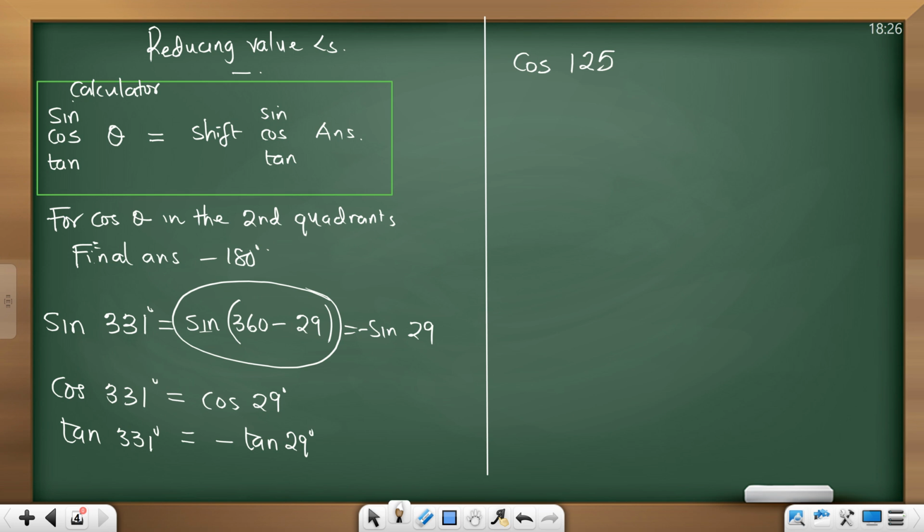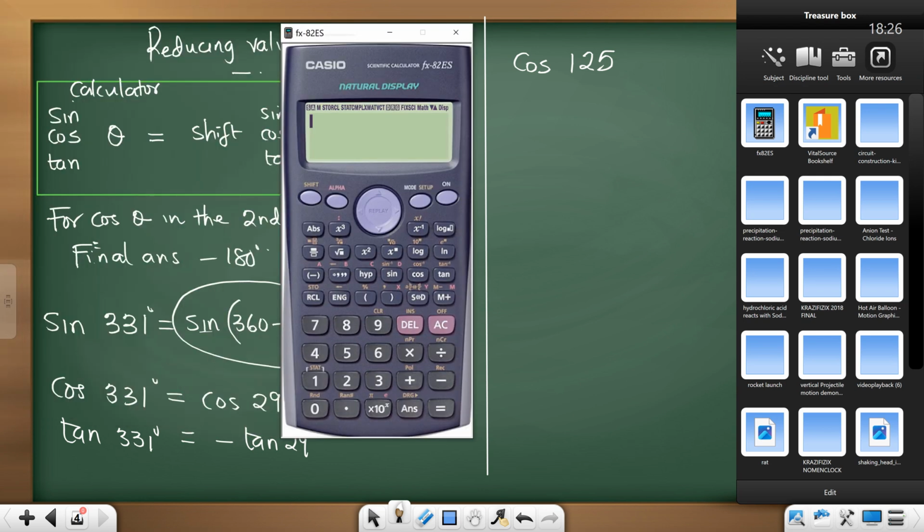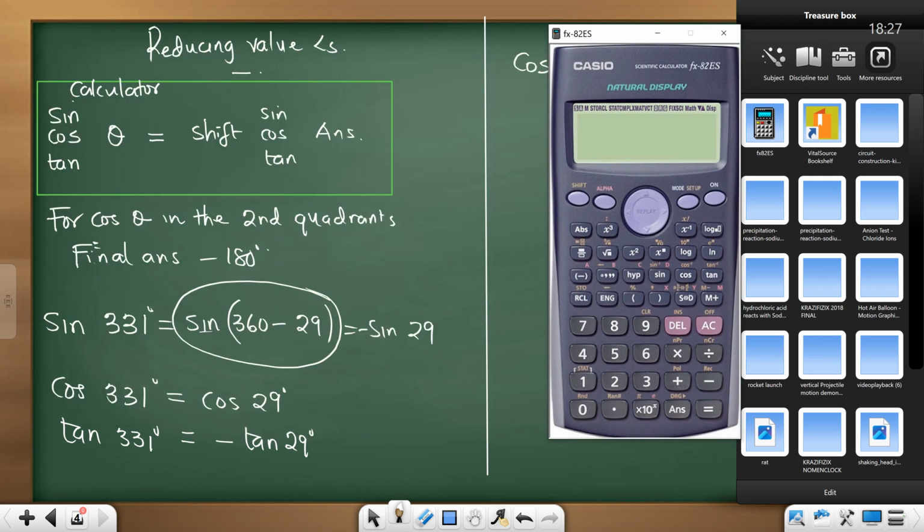Okay, thank you, sir. Trig angle equals, shift trig, answer. For example, cos 125. So just write that down. Check. I'll press cos 125. The next thing is what? Equals to. What's the next button? Shift. Again, you press what? Cos. And then you press the answer. Is it making sense, Confidence?